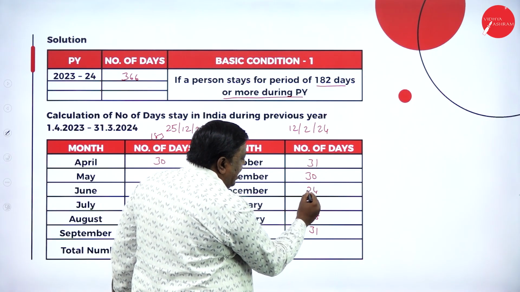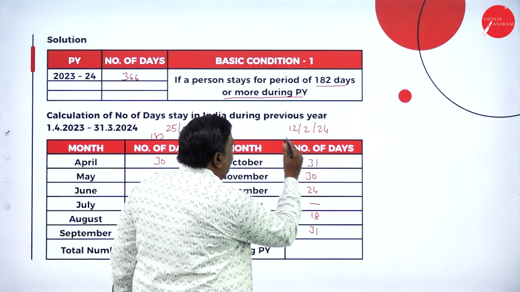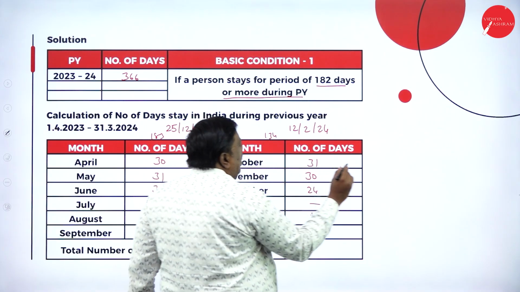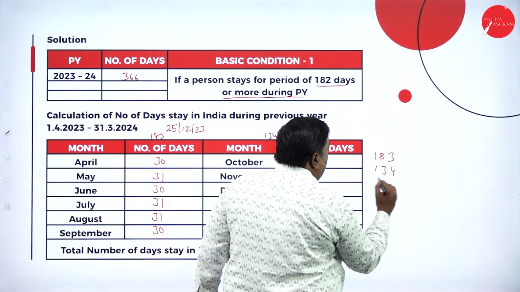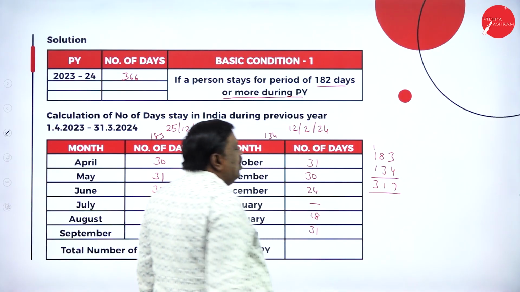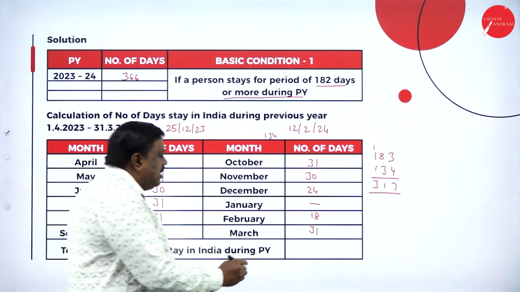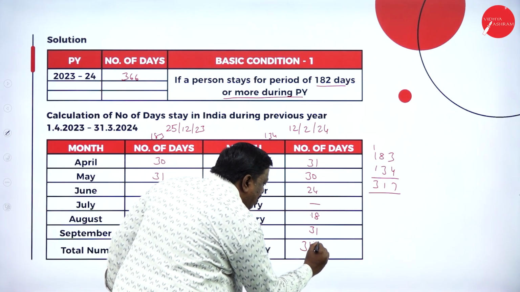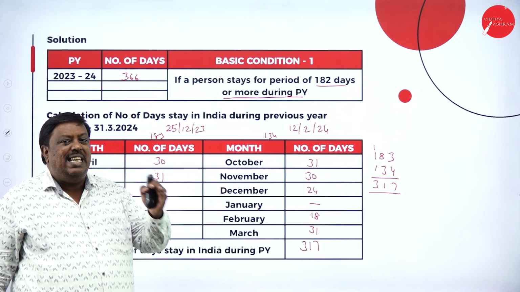30, 60, 90, 120, 134 days. So 183 plus 134, 317 days. So I was in India for a period of 317 days. For how many days was I in India? 317 days I was in India.